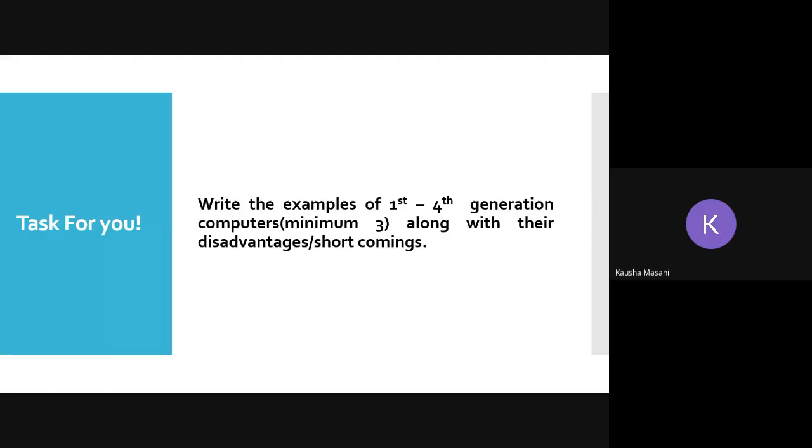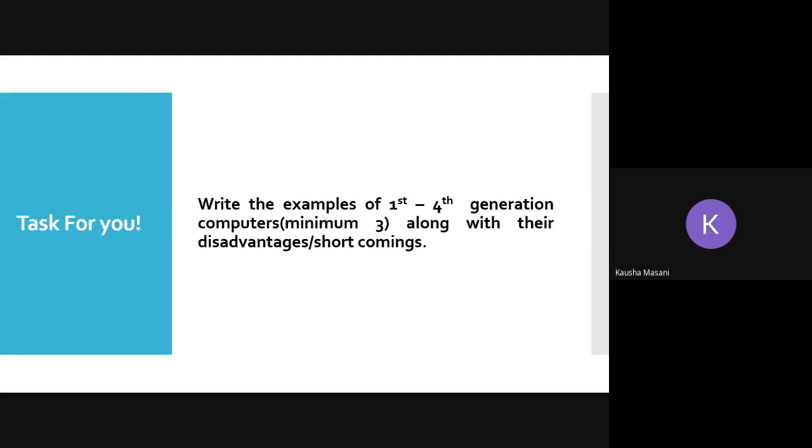Task is, again, just repeating for your sake, from first to fourth generation computer systems, you have to write only the names. 3 names per generation. Along with that, for each generation you have to write 2 disadvantages, and that too in Google Classroom. 10 marks for this question. I shall be grading all the students individually. You'll get an invite in your respective institute email IDs. Kindly accept those class invitations.